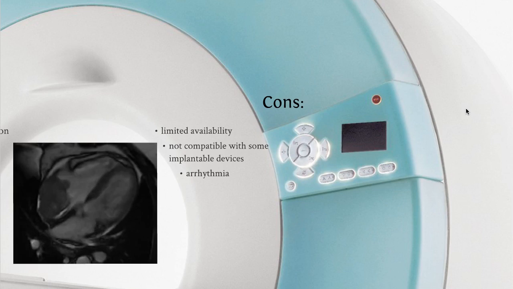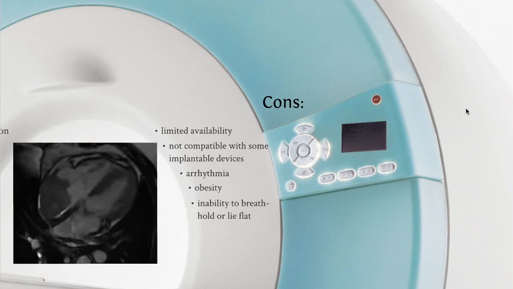Patients with arrhythmias are a problem in cardiac MRI. Most of the tissue characterization and the functional sequences that we acquire each take multiple heartbeats to build the image. So if there's any variability in the length of the RR interval between those different beats, we're going to have blurry motion, which is a problem when we're looking to characterize a mass. We want zero motion. Obese patients, we already talked about that.